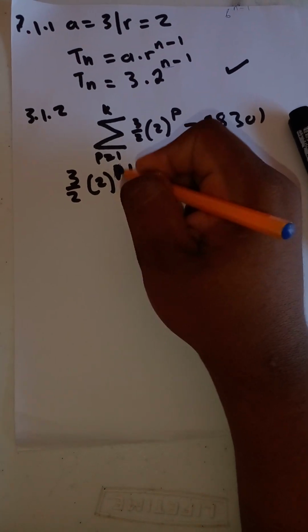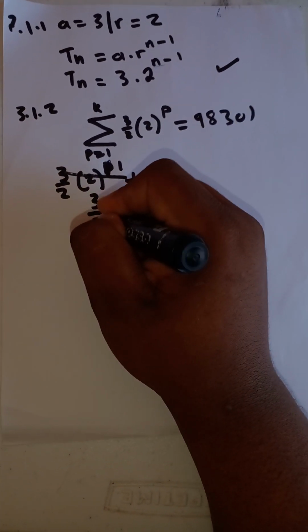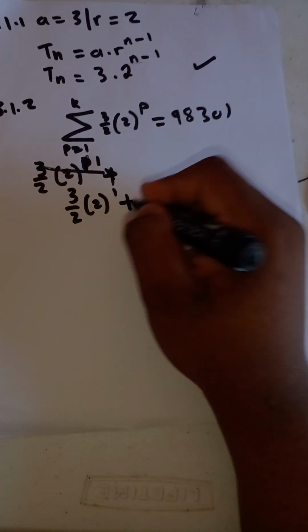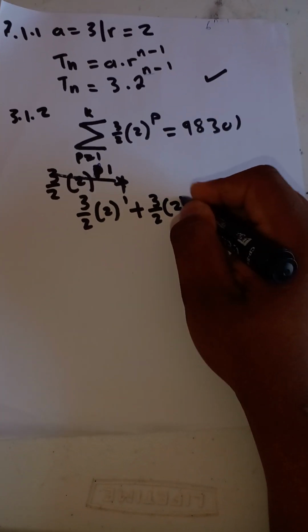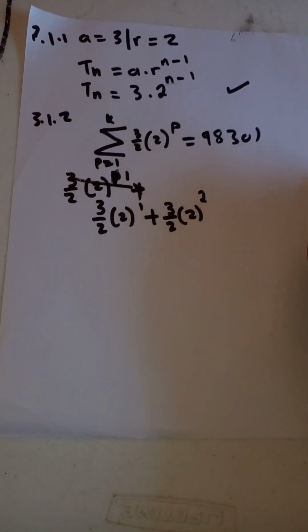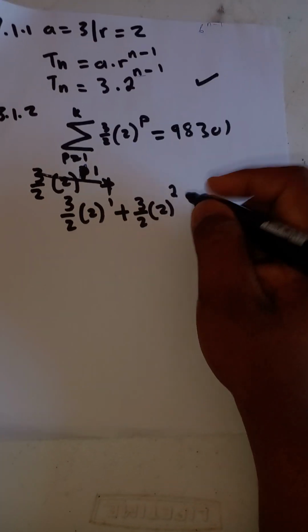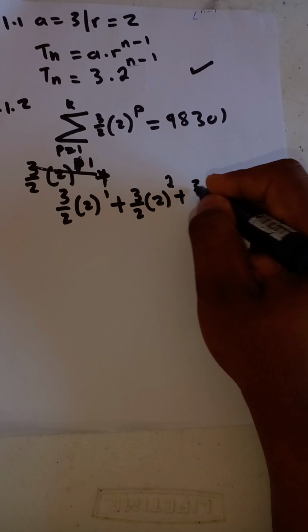So let me simply write it here, guys. 3 over 2 to the power of 1. Then you say plus what again? 3 over 2 to the power of 2, because you're now forming a pattern. So you must say 1, 2, 3, going on and on, and you'll say plus 3 over 2.